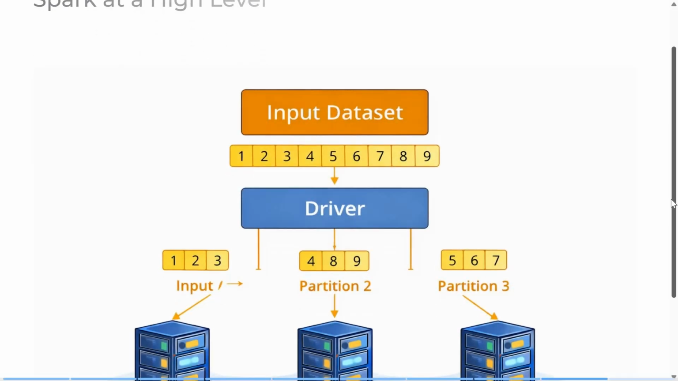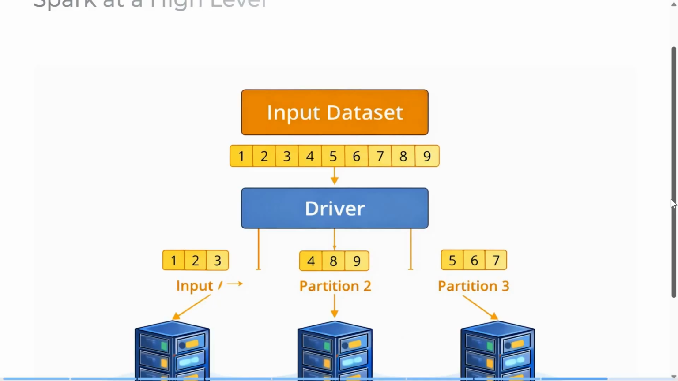So Spark works like this. Imagine you have an input dataset that contains numbers from 1 to 9. And imagine you want to do a very basic operation. You want to calculate the sum of those numbers. What will happen is that the driver will read your code, design an execution plan, and what he will do, he will divide your input dataset into partitions, and he will assign those partitions to executors.